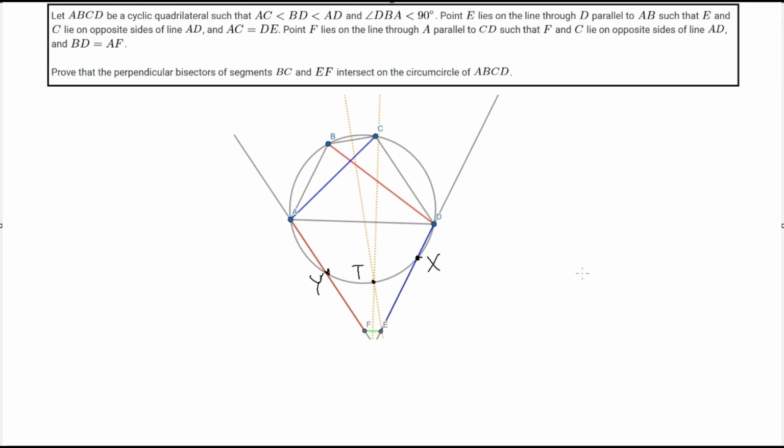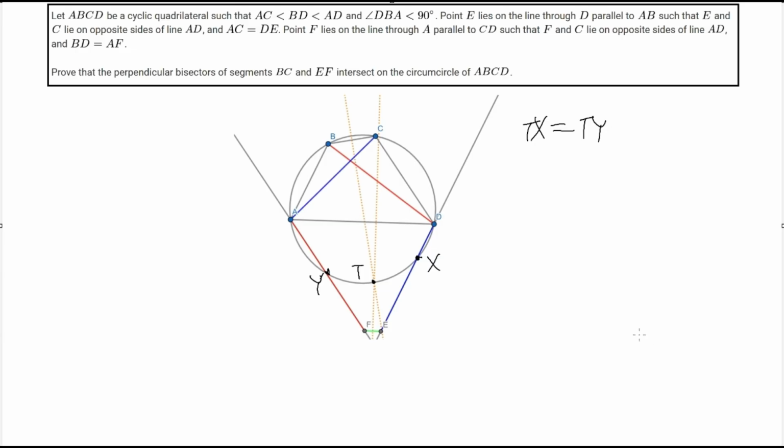All right, so now we just need to show that there is a circle with center T passing through E, F, Y, and X. Since we're assuming that T is the midpoint of the arc BC containing A and D, and we're working backwards, we know that TX equals TY. So if we can show that two more pairs of these lengths are equal, such as TY equals TF and TF equals TE, or TE equals TX and TX equals TF, then we'd be set.